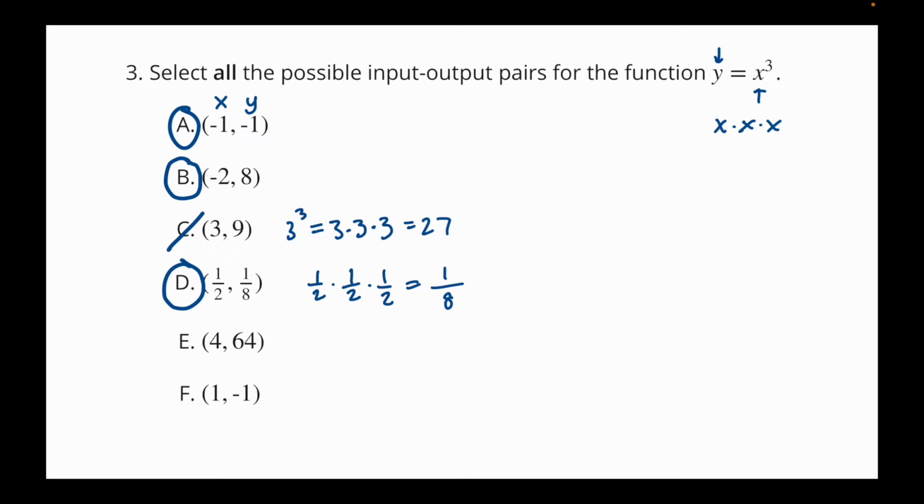Yes, positive 4 times itself 3 times is 64. So this one works as well. And then for our last one, we have positive 1 as the input and negative 1 as the output. And this does not work because 1 times 1 times 1 will never give us a negative if the number itself isn't negative. So you should have A, B, D, and E for this.